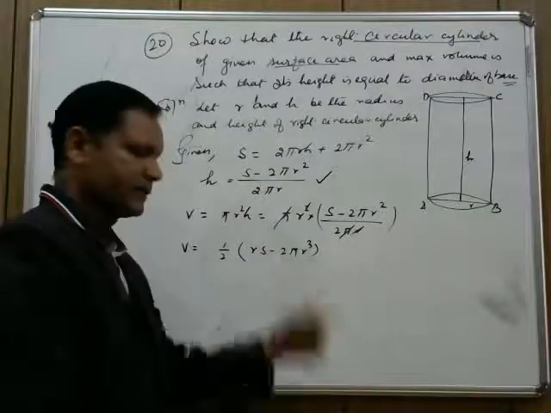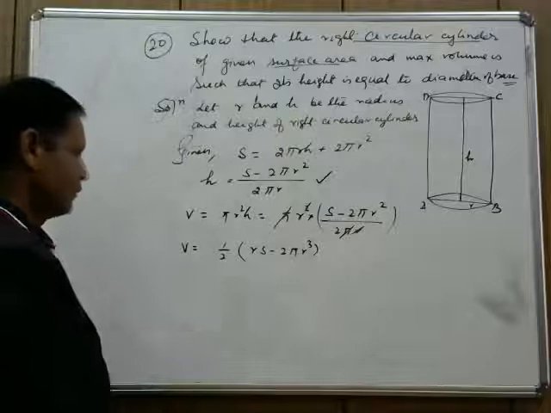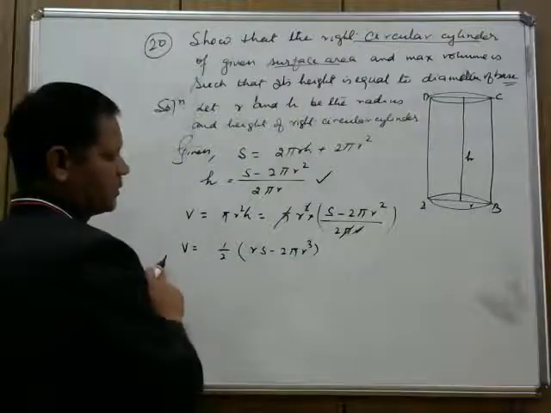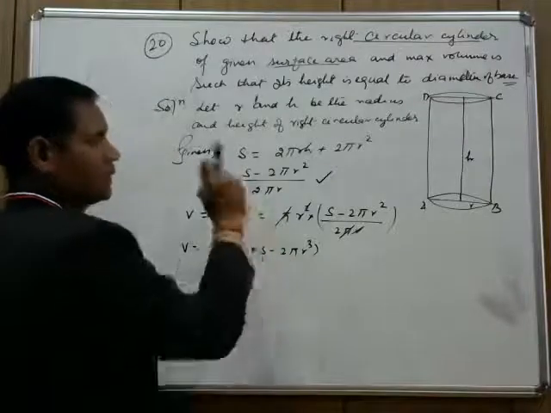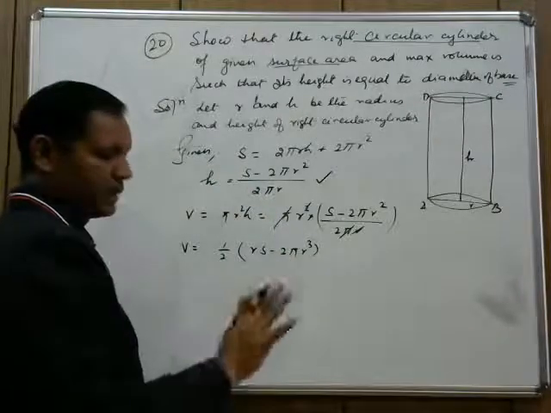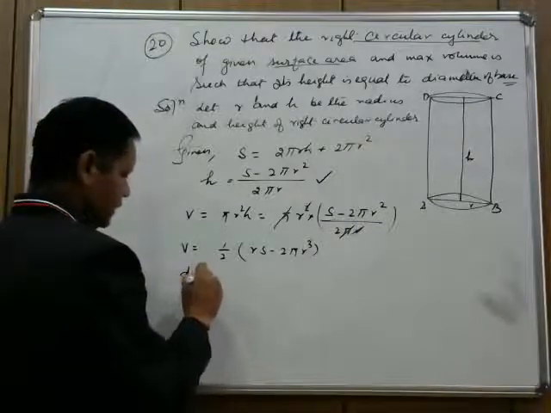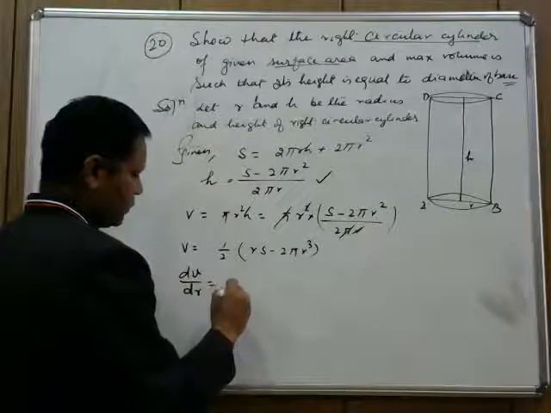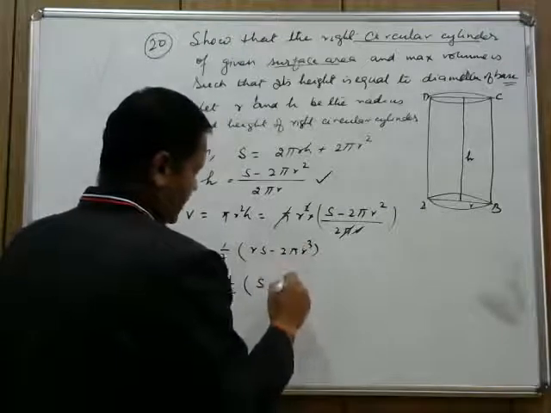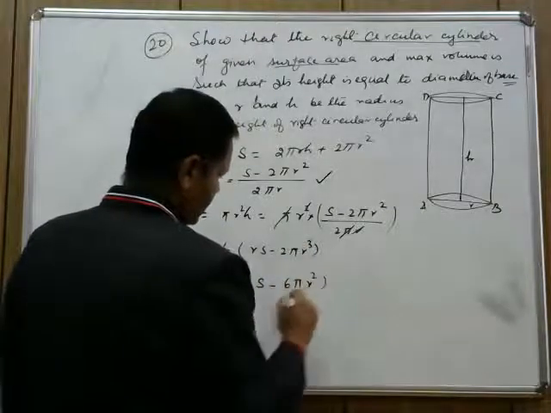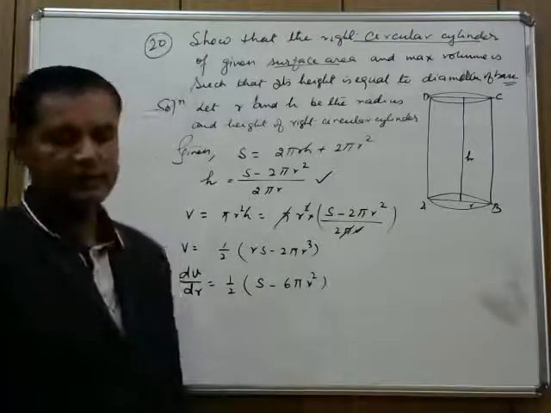Now this is the function. Now this function we have to maximize or minimize. So now I will differentiate with respect to r, not with respect to S. Why not S? Because S is given, and whatever is given, you never differentiate with that. So now differentiate with respect to r. I will get dV by dr is equal to 1 by 2 (S minus 6 pi r square). Half (S minus 6 pi r square).